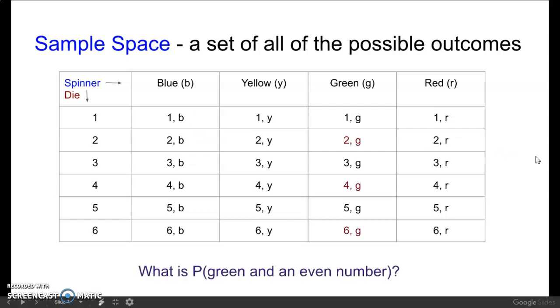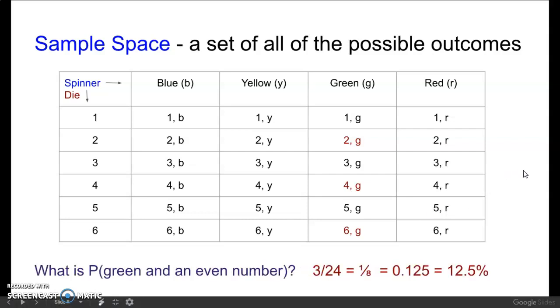So then the question was, what was the probability of getting green and an even number? Well, I took a look at my green column and I figured out which ones were even, and it's just the 2, the 4, and the 6. So what I have then is 3 out of 24 that satisfy those conditions.